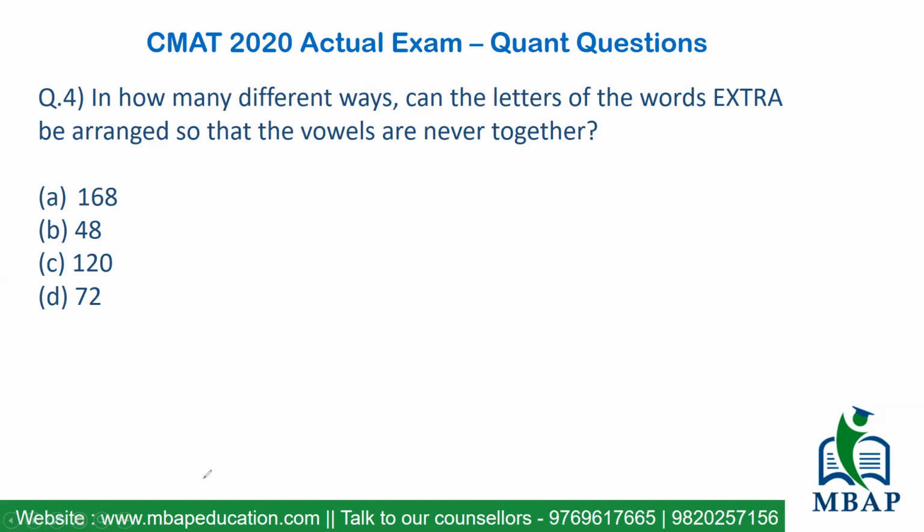Vowels are never together. They are dealing with the statement that vowels should never be together. If I see the total sum where all the 5 letters can be arranged in as many ways as possible, and if I subtract the cases where vowels are always together, I possibly will land on the answer where vowels are never together. Clear? Now, how many alphabets are there in this 5-letter word? 5 alphabets. The total number of arrangements will be 5 factorial.